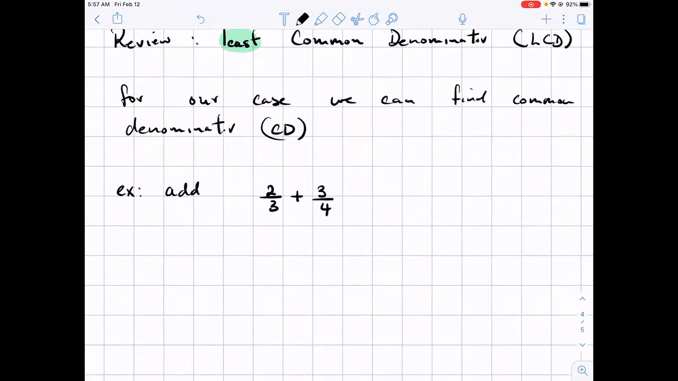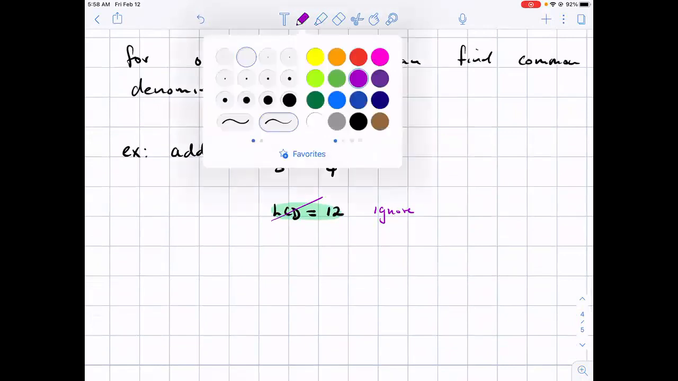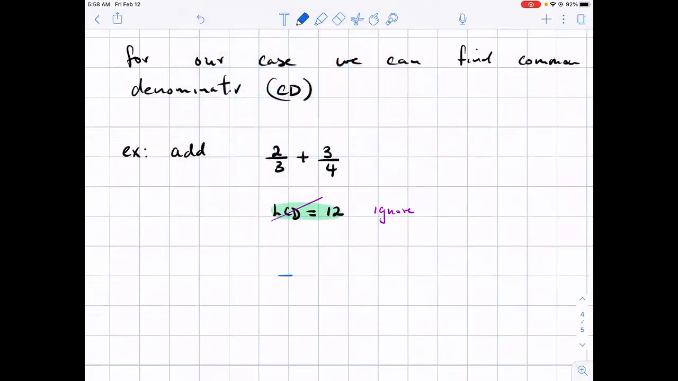Now the traditional way is to find the least common denominator, right? Which will be 12 in this case. Well, I don't really care so much for the least common denominator is what I'm saying. What we can do is ignore this, and we can write the least common denominator or the common denominator as 3 times 4.